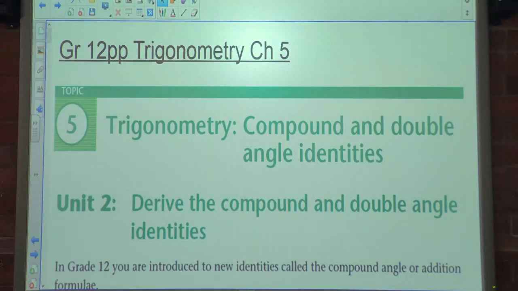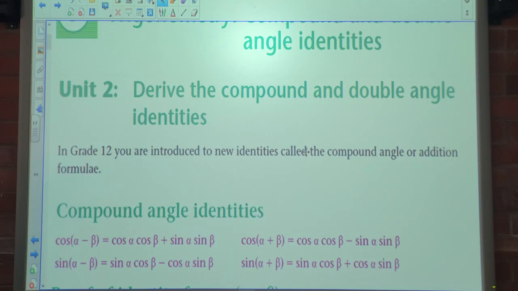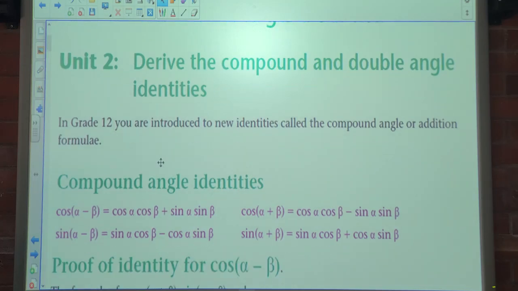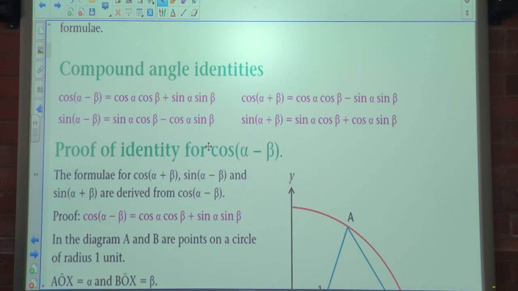Good morning, class. So today we're looking at Trigonometry, chapter 5. This is dealing with compound and double angle identities. You derive the compound and double angle identities. In grade 12, you are introduced to new identities called compound angles or addition formulae. Compound angle identities: there are 4 compound angle formulas.